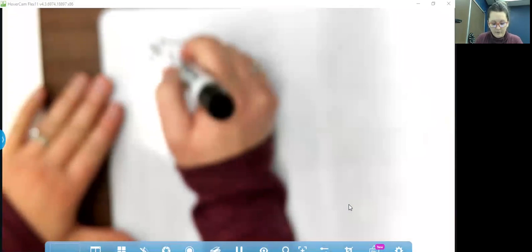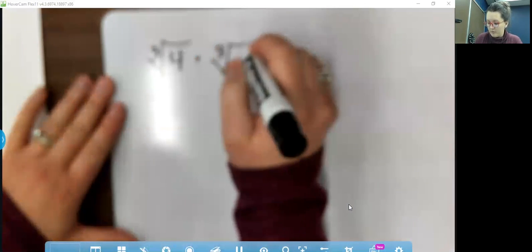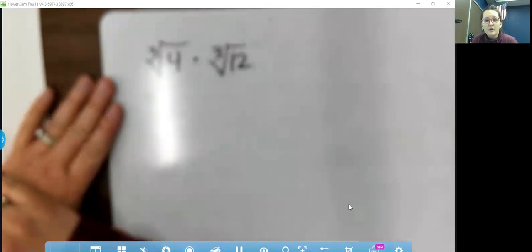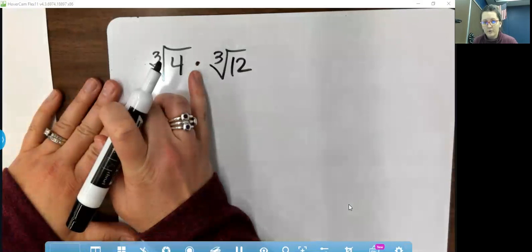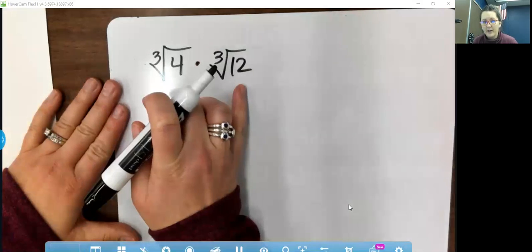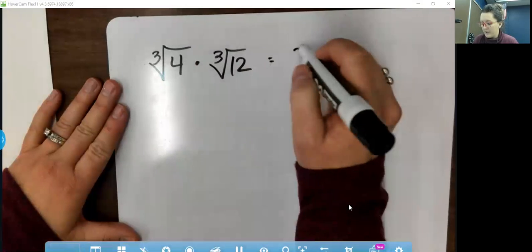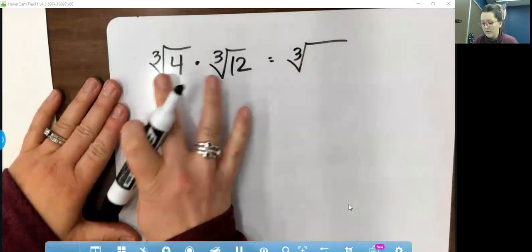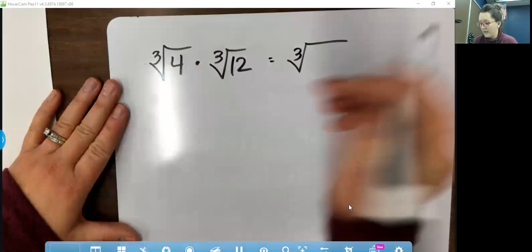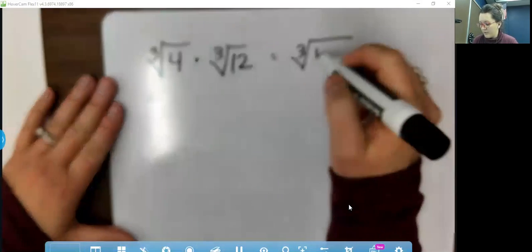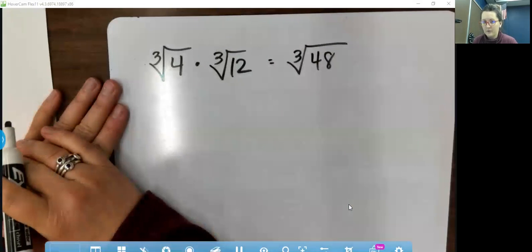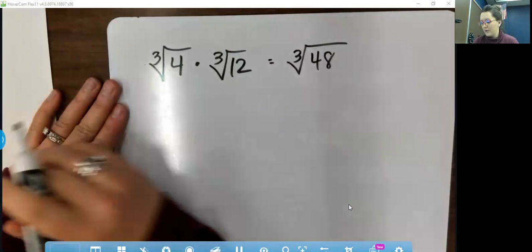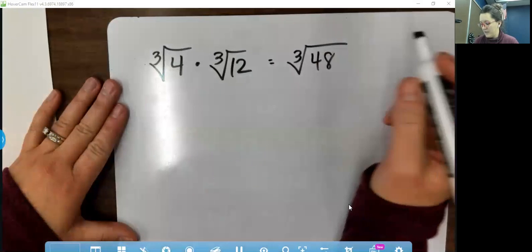So let's do this one. The cubed root of 4 times the cubed root of 12. We're multiplying here, so we don't have to follow that like terms rule, do we? So I can just multiply straight across here. So I can say, okay, this is the cubed root. However, you have to make sure that those are like. 4 times 12 is 48, and now I'm going to see if I can find a cubed root that's in here. So thinking about the cubed root, I know it's 16. Is that 16 and 3?